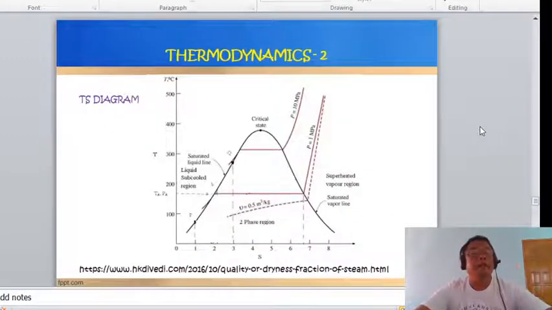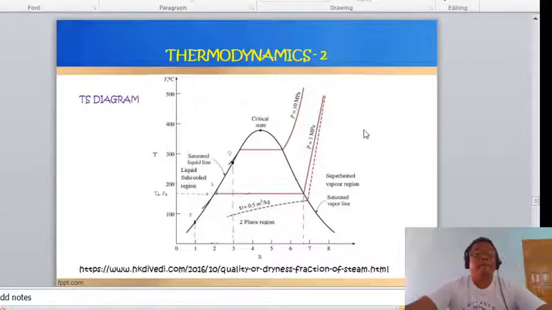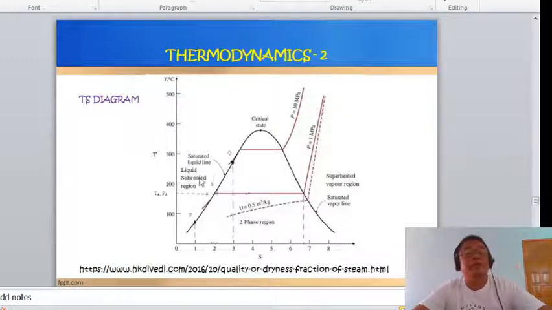Another, we have also the TS diagram here. This is somewhat similar, class, to the previous illustration. We have again the compressed liquid at the left portion of the diagram. This is the saturation line, class. The critical point again is at the upper portion, and this line here is the constant pressure line.